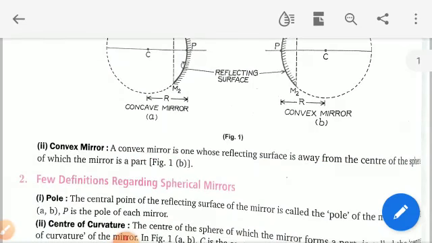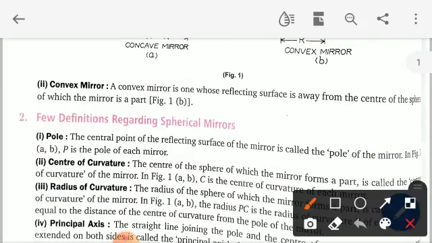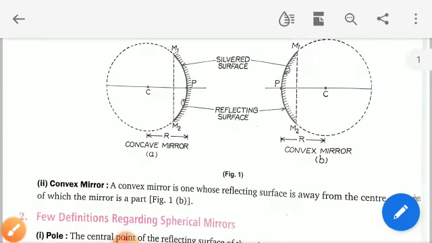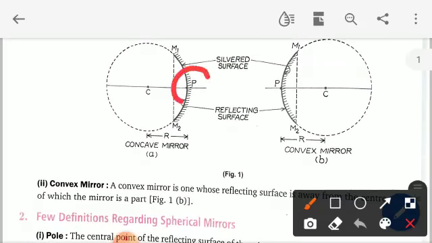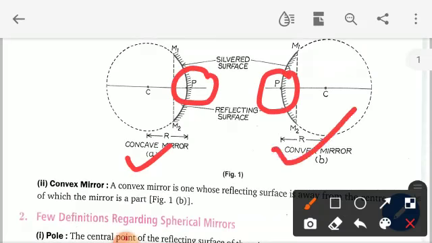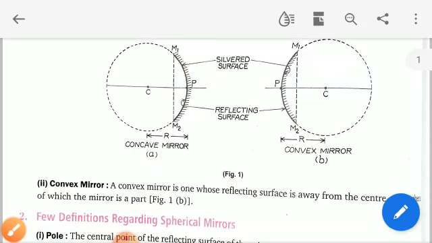So first we talk about pole. What is the pole of a mirror? The central point of the reflecting surface of a mirror is called the pole of the mirror. The central point of the mirror is known as pole. In the above figure you can see that A and B, P here, this is the concave mirror. So this is the pole, the central point. This is the central point of the mirror. Clear? So this is the pole of concave mirror, and similarly this is the central point of convex. So here it is a pole of convex mirror.